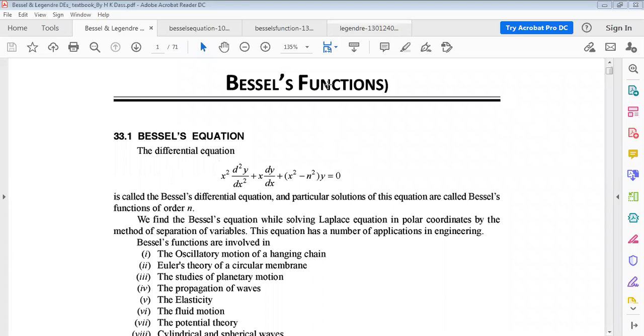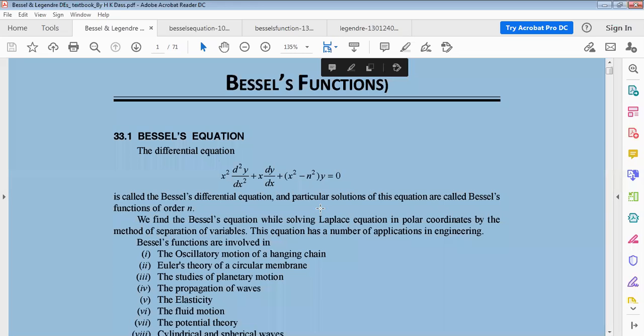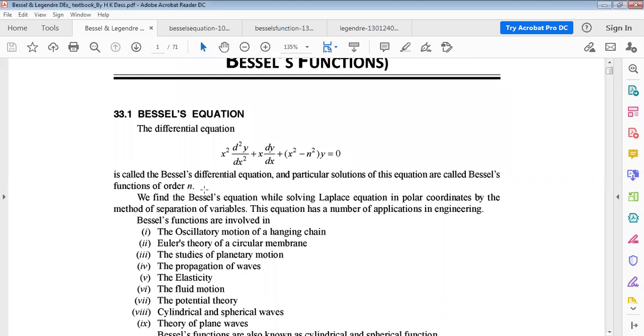Bessel function. Okay, Bessel equation. This is the differential equation x squared d squared y by dx squared plus x dy by dx plus (x squared minus n squared) y equals 0. This is the Bessel equation. Okay, Bessel differential equation. And particular solutions of this equation are called Bessel functions of order n.